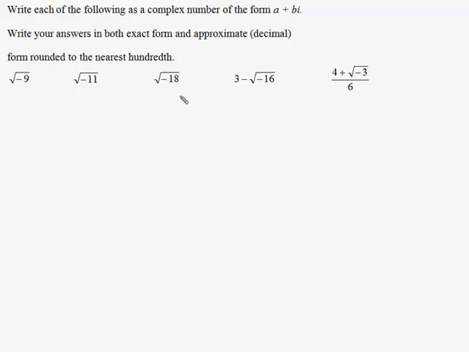In this problem we're given 5 complex numbers. A complex number is something that can be written in a plus bi form, where a and b are both real numbers. So we are to write our answer in both exact form and approximate form, using our calculator and rounding to the nearest hundredth if necessary. For all the problems, you need to know one property and one definition.